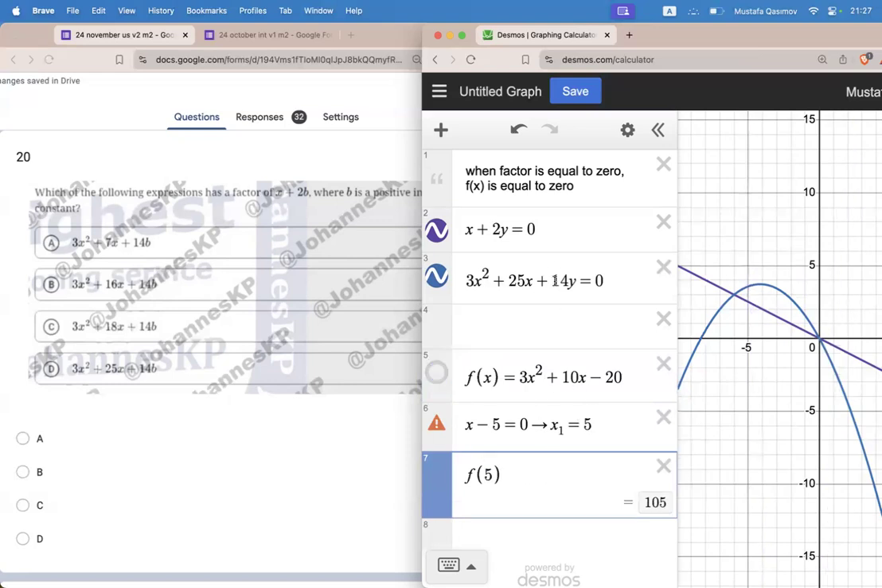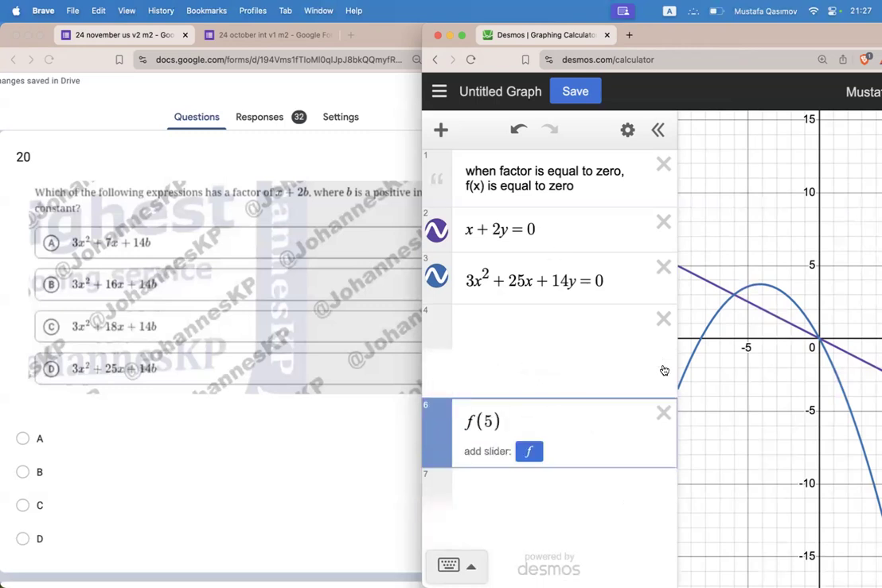So that one and this one are similar. Okay.